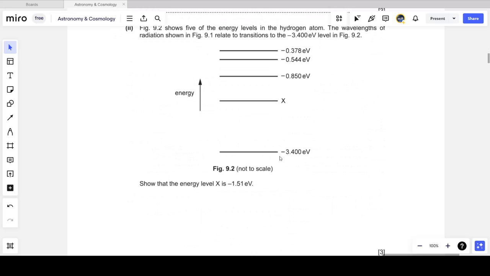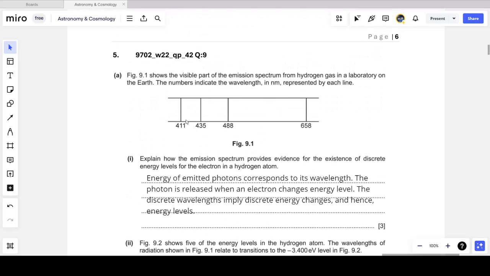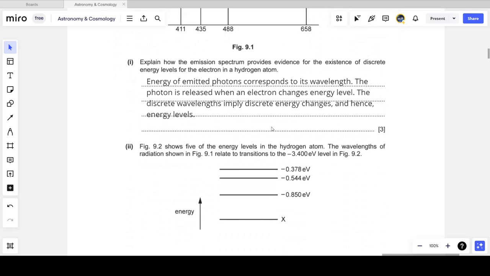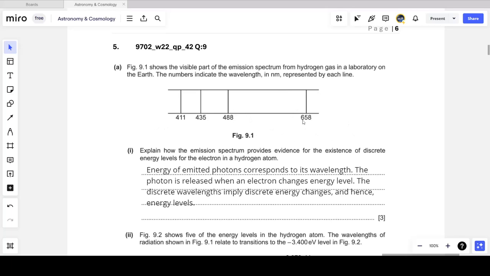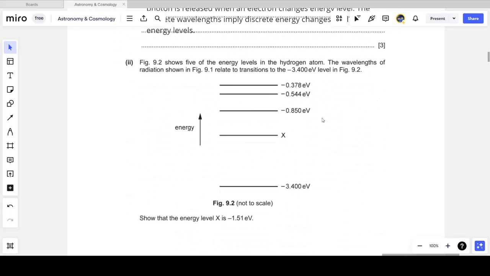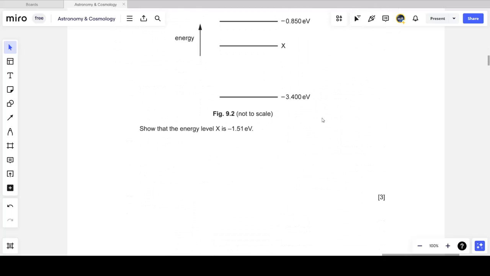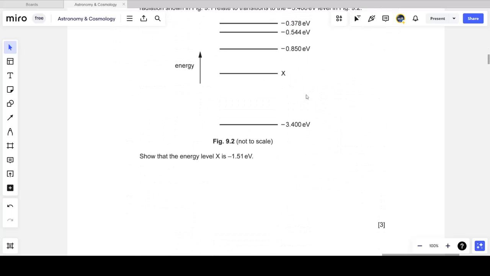And every transition from a higher level to the lowest level, minus 3.4 electron volts, gives off a photon with one of these wavelengths. So that's what they're telling us. The transitions there are what give rise to the wavelengths of the photons in that emission spectrum. And we want to show that the energy level X, the unmarked one, is minus 1.51 electron volts.